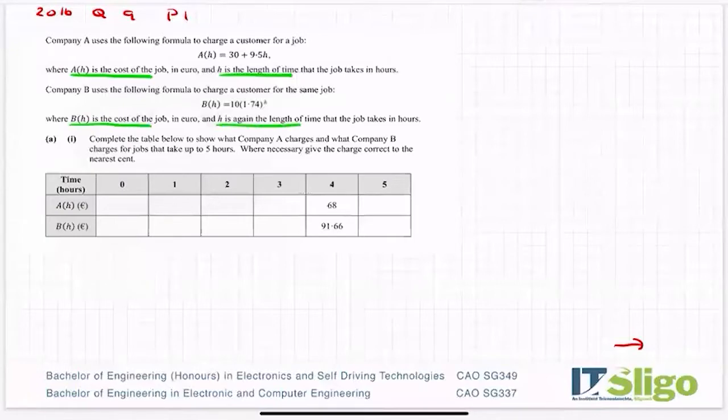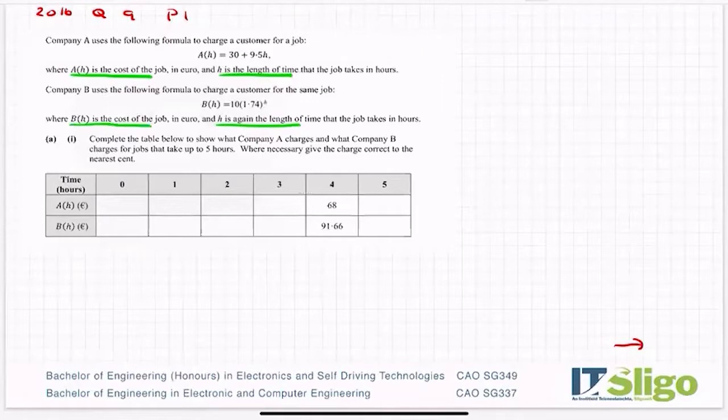Okay, so you can see I just underline basically what the letters mean so that if the questions start talking about costs of jobs, I know then that it's either A of H or B of H depending on the company. And if they start talking about lengths of time the job takes, I now know that they're talking about the H values. Okay, so underline just enough to kind of guide you to what the letters mean, but not underline too much or you'll get confused in your own highlighting.